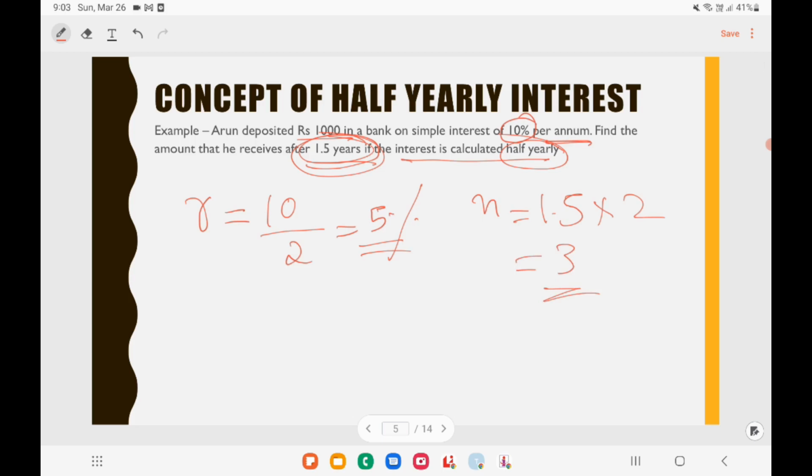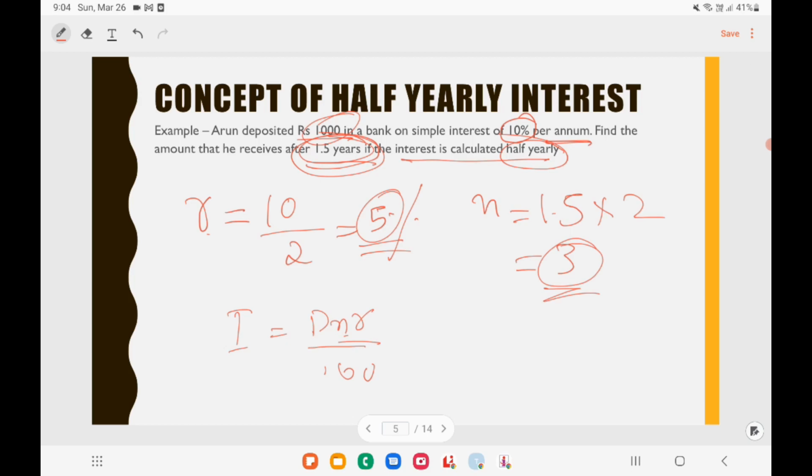Then you can use the formula I is equal to PNR by 100. So here you can put P as 1000, N as 3 and R as 5, then you will get the interest for 1.5 years. So this is the way you need to calculate if you are getting a question based on half yearly interest.